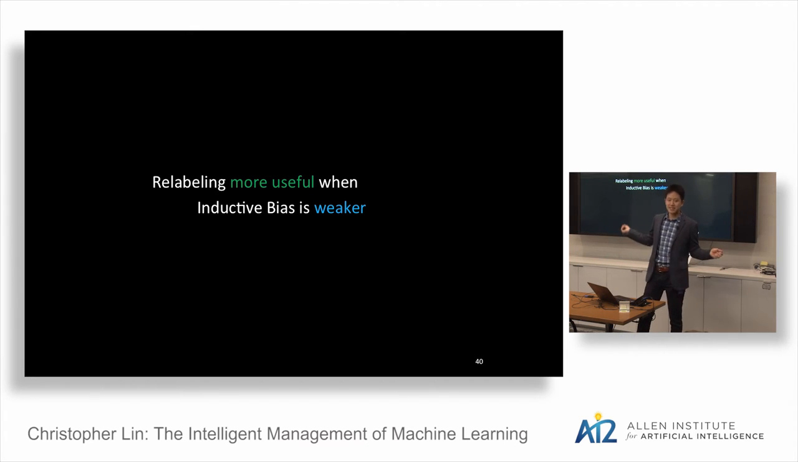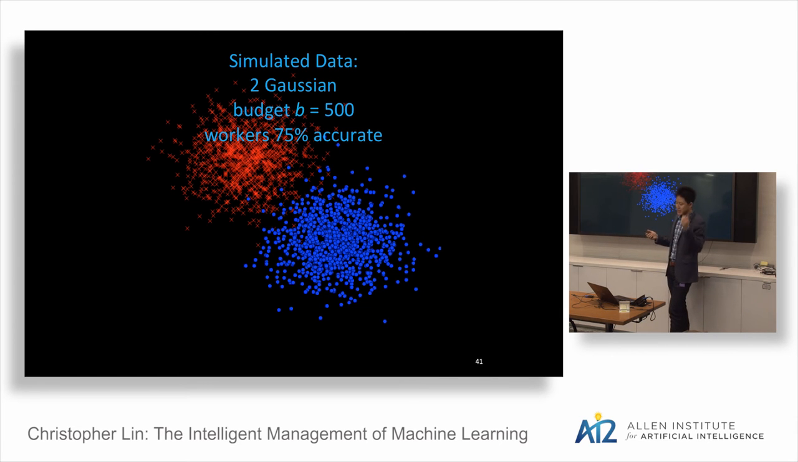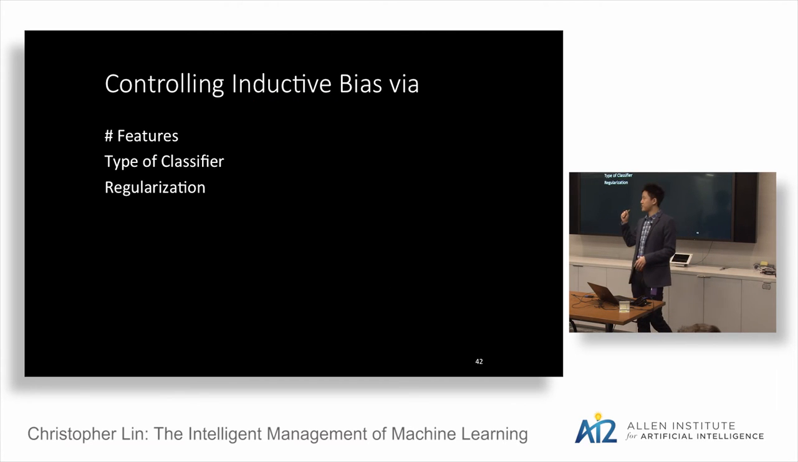Right, so that was the intuition. And now I want to show you a bunch of simulated experiments. It's hard to control for only one factor on real data sets, so we'll look at these first, and then we'll go back to the real data sets at the end. So we're going to be working with two Gaussian clusters in our data. We're going to be using a budget of 500, and we're going to simulate workers with 75% accuracy. And we're going to randomly pick means and covariances, and every experiment is going to be averaged over 1,000 random data sets. Now, there are three different ways that we can use to control inductive bias. And that's through the number of features, the type of classifier, and regularization.